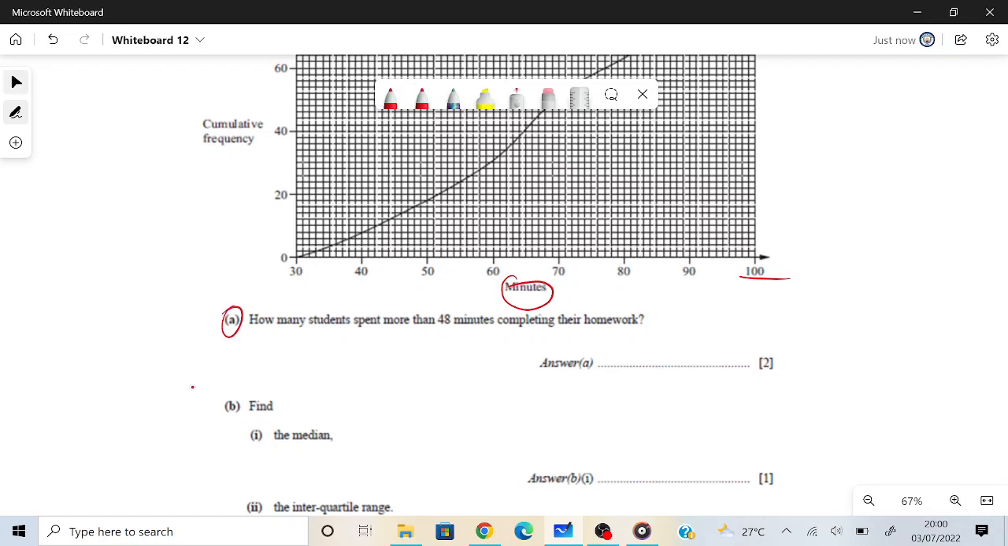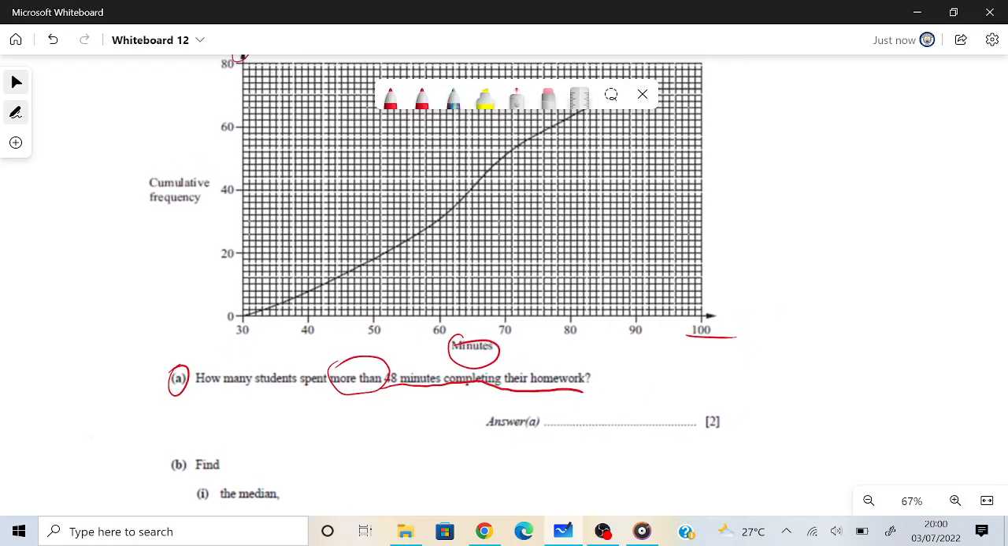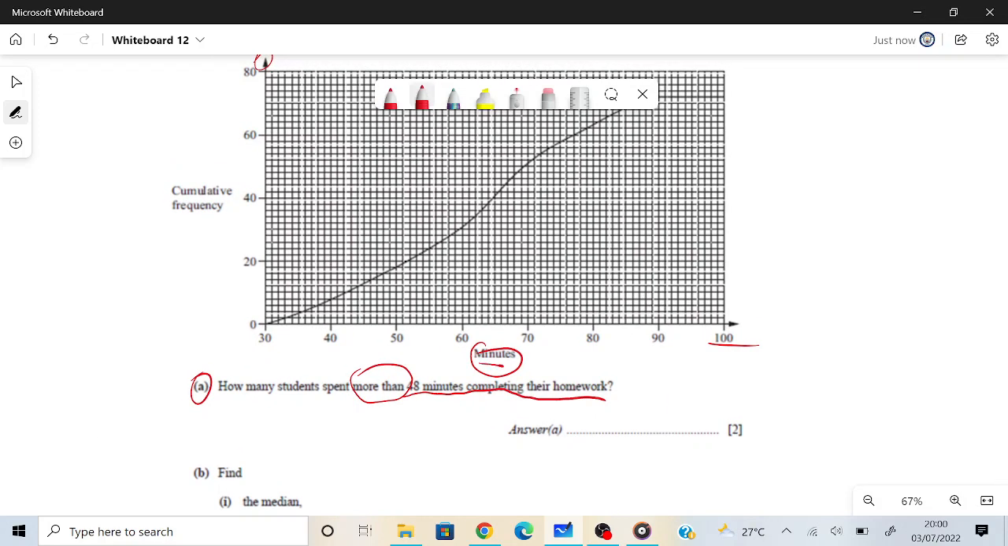Question A asks, how many students spent more than 48 minutes completing their homework? Okay, let's read it again. How many students spent more than, this is a key word here, more than 48 minutes completing their homework. So the first thing to do is get 48 on our x-axis, which in this case is the minutes. So this is 41, 42, 43, 44, 45, 46, 47, 48. So it's round about there, because the units are increasing by 1 at the bottom.